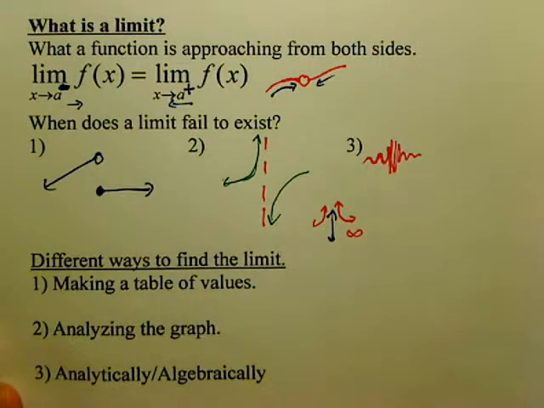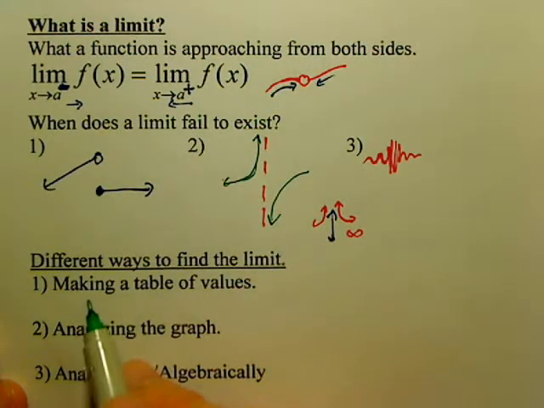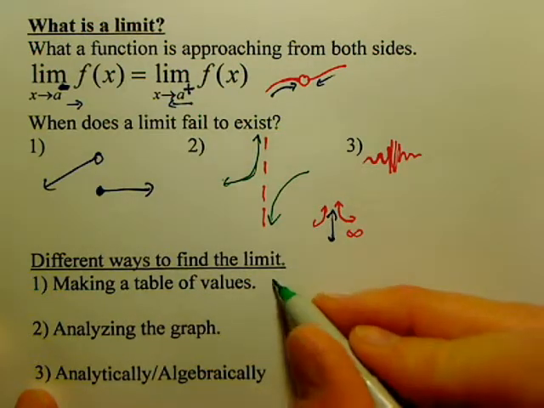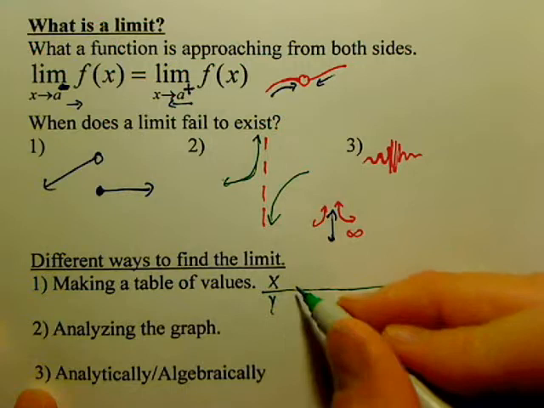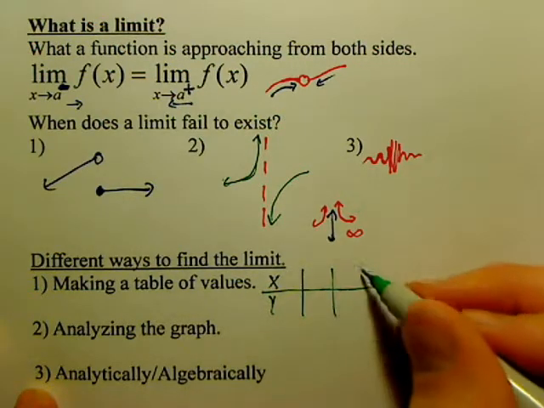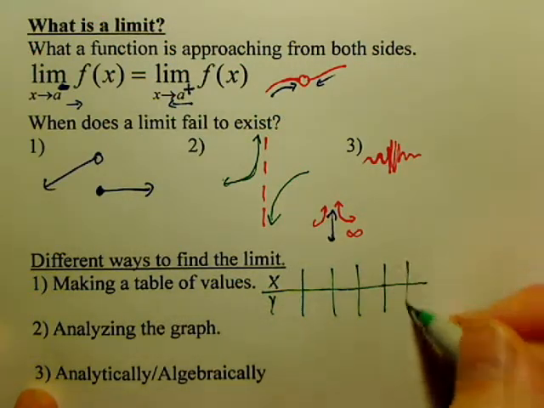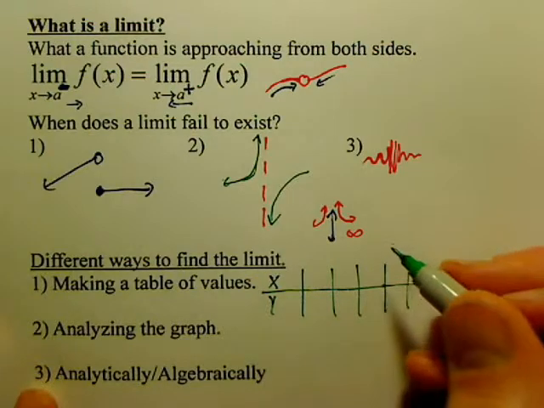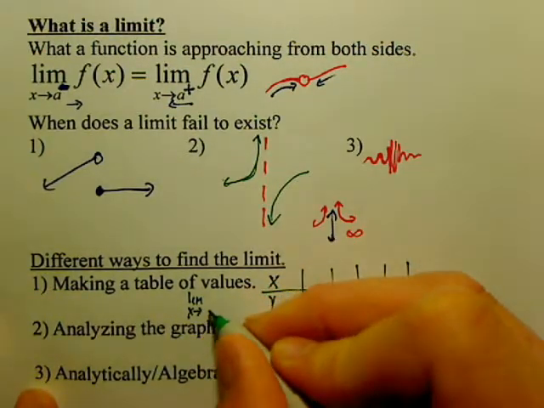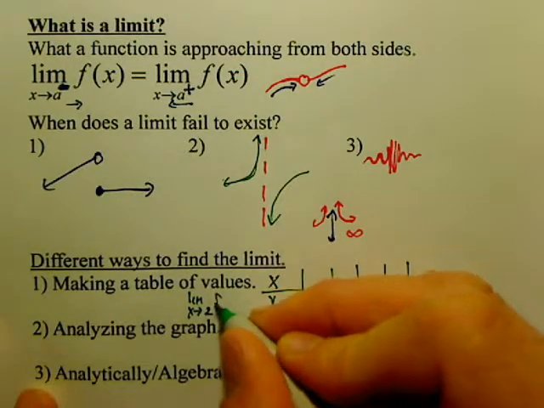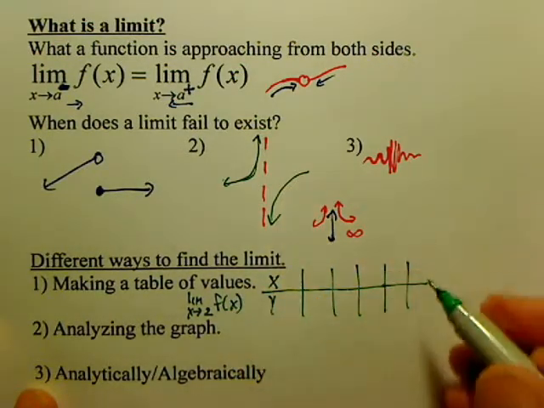Alrighty. Now, how do we find limits? Well, one way is you make a table of values. And here's what I mean by that. You make a table like this. Let's say we're taking the limit as x approaches 2 of f of x. Okay, x approaches 2.